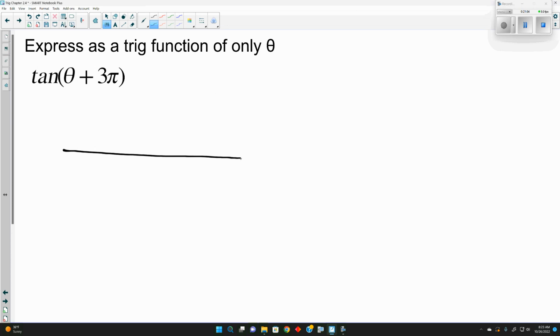And again, we're just going back to the formulas. For this one, we're going to have tangent of theta plus tangent of 3 pi over 1 minus tangent of theta tangent of 3 pi.